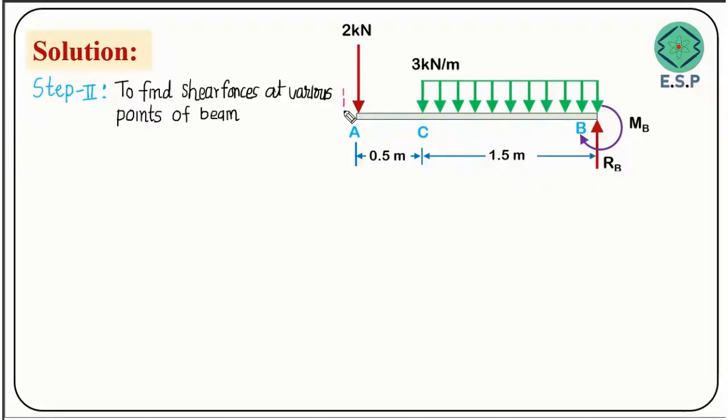I'm going to consider a section just before point A. When you keep your section here, we have to look at the left hand side of this particular section and see how many forces are acting over here. If you see the left hand side of this section, there is no force acting. Therefore the shear force just before point A is going to be 0.